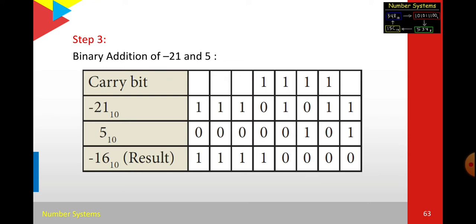The minus 16 equivalent binary number is 110000. So this is the answer for this question. Okay, is it clear? Now you can understand how to do the binary addition for negative and positive numbers.